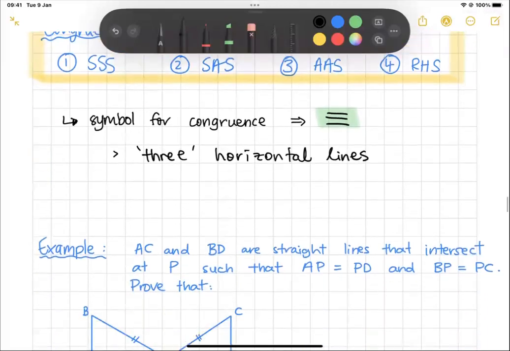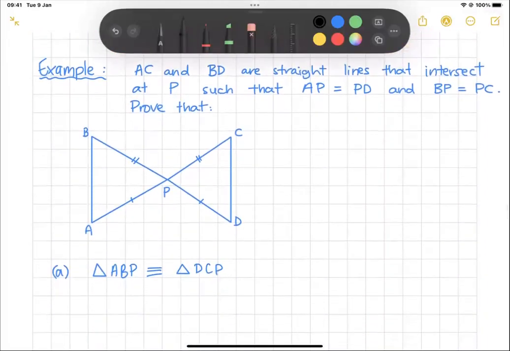Okay, let's look at our example. We have AC and BD are straight lines that intersect at P. That's what intersect means, they pass each other, such that AP equals PD and BP equals PC, right? Prove that triangle ABP is congruent to triangle DCP.